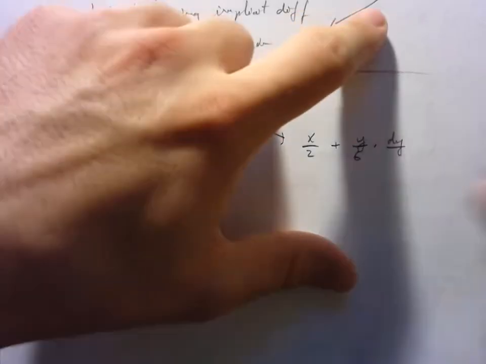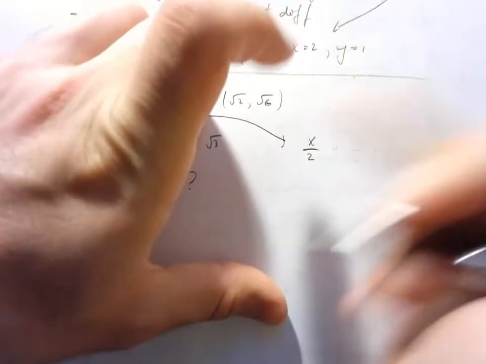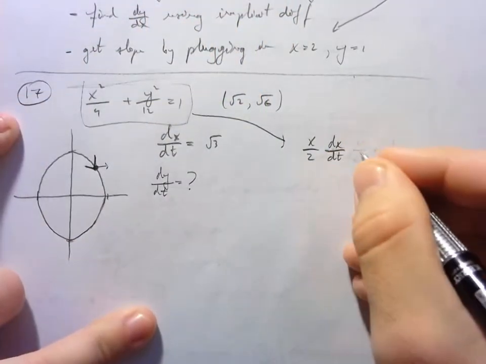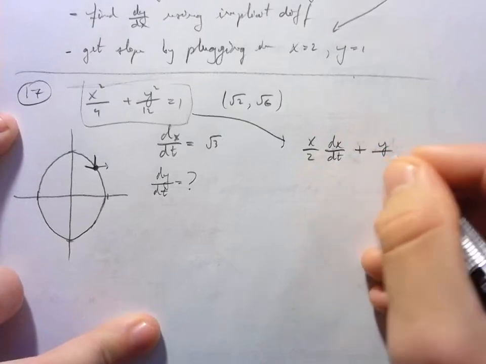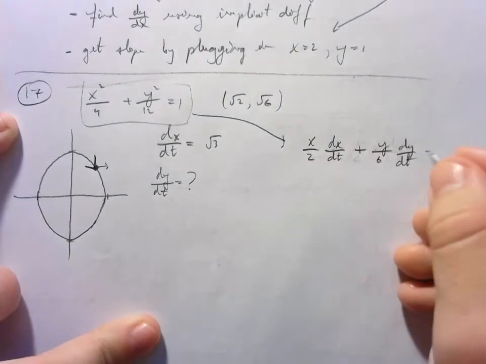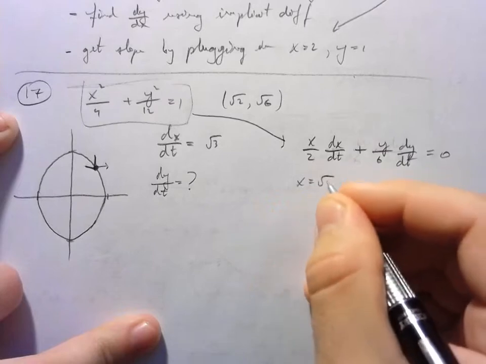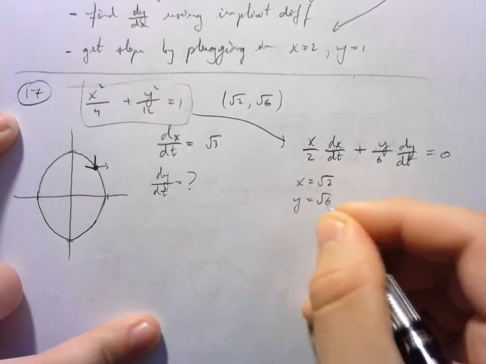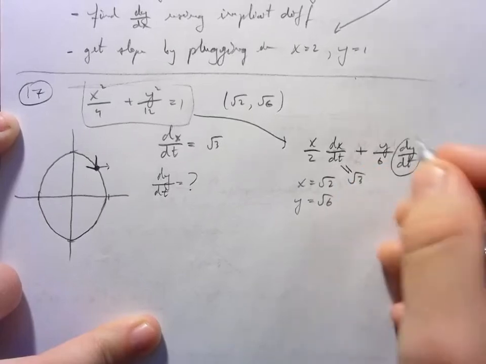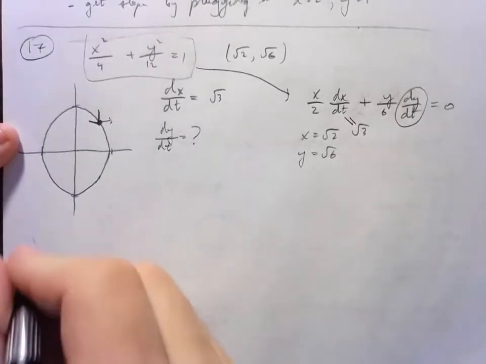I'm sorry, not dy dx. I should be doing this with respect to t, my bad. So it's x over 2 dx dt plus y over 6 dy dt, my mistake, equals 0. I know the x value, that's root 2, y is root 6, and I know the dx dt is root 3. So I can just solve for the unknown in this equation, and that's how we do this problem.